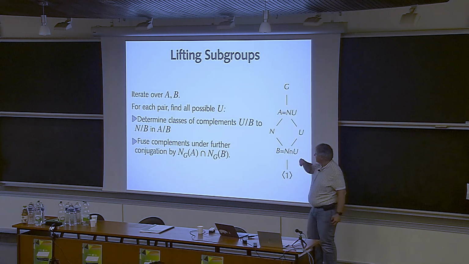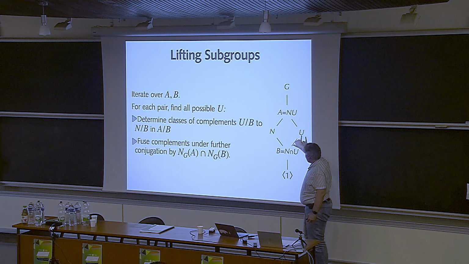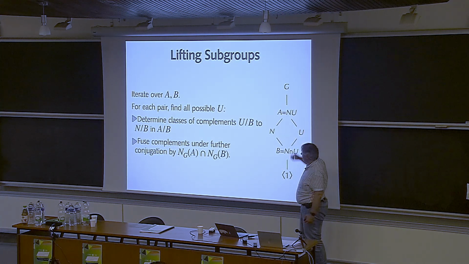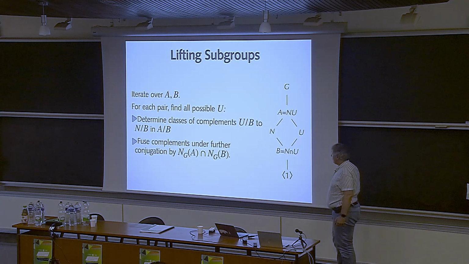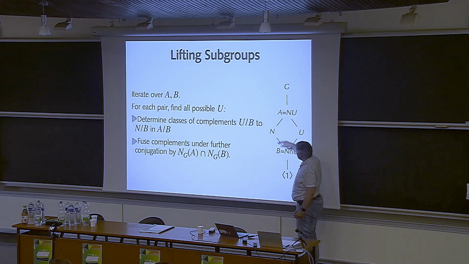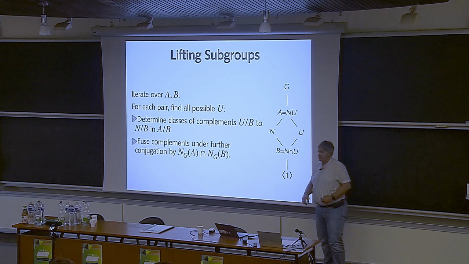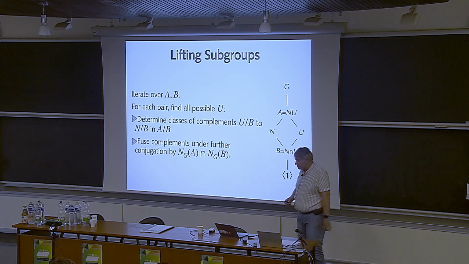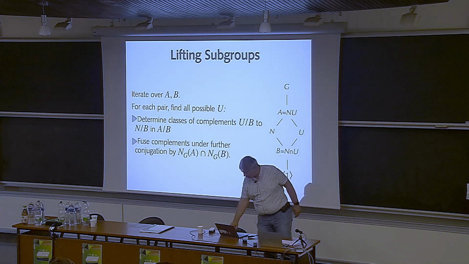What about conjugacy? Obviously, conjugate complements will lead to conjugate subgroups. Furthermore, I can fuse complements under the action of the normalizers of A and B. I can describe this through an action on the cohomology group. And that's basically how GAP calculates subgroups.